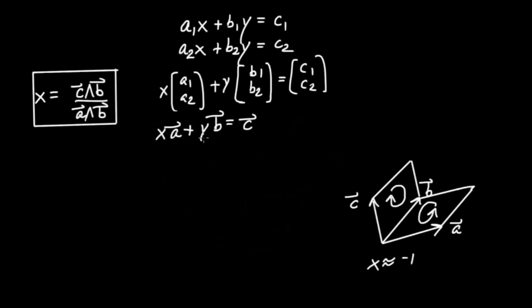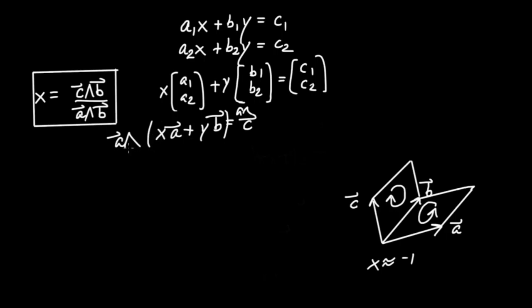And the derivation for y is more or less the same, except here, instead of wedging by b, I'm going to get rid of this term by wedging both sides with a. So what I'm going to do is wedge both sides on the left this time by a.